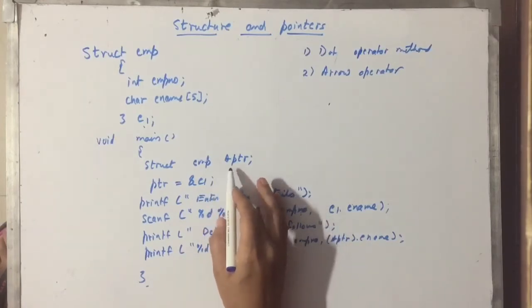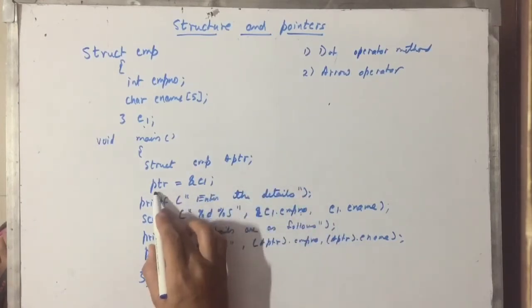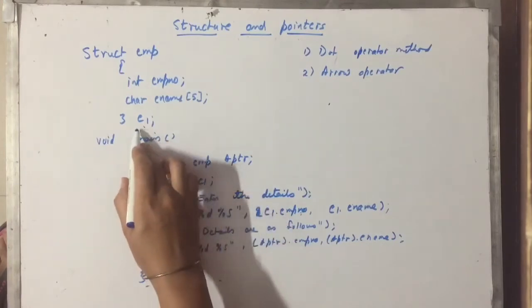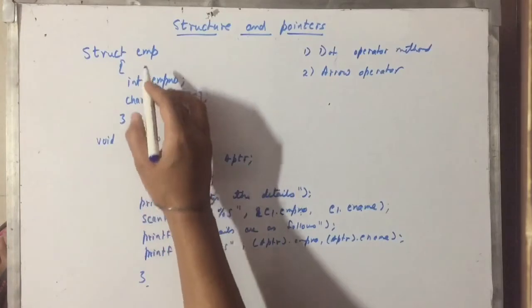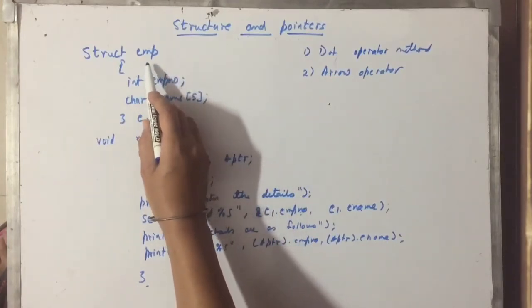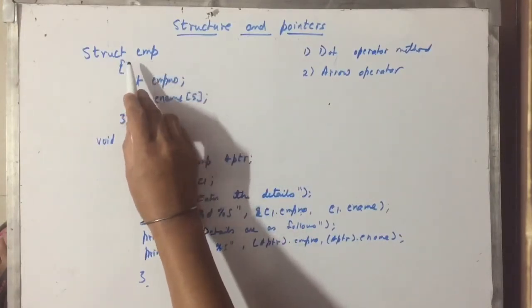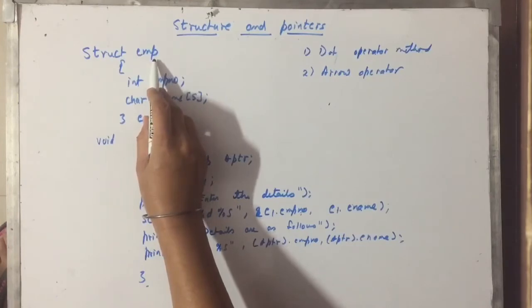We have declared a pointer and we give that pointer the address of the e1 variable, that is of your own data type emp. This is a user defined data type, in other words. So emp is a user defined data type.